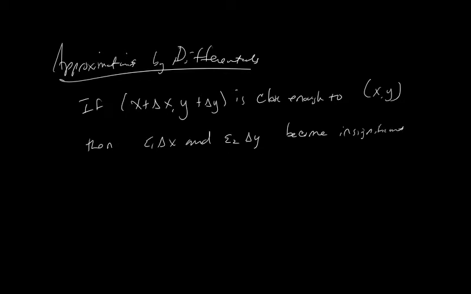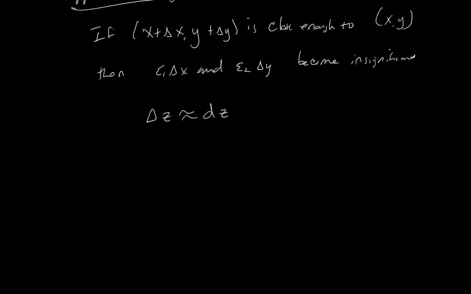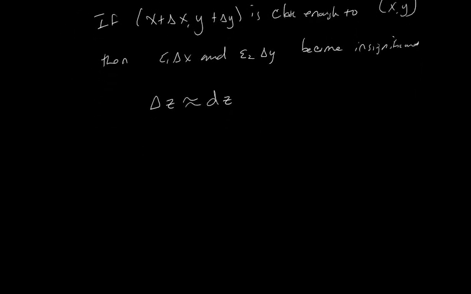And so the result of that is then that the incremental change in z is approximately equal to the differential. So we get delta z is approximately equal to the differential, the total differential dz. Okay, so let's go ahead and do an example where we're going to use that differential to make an approximation.